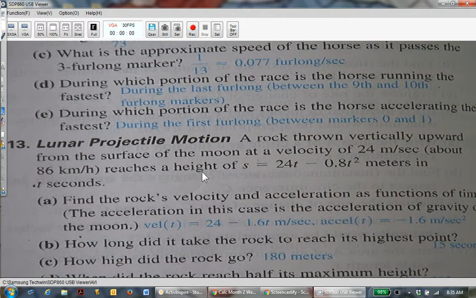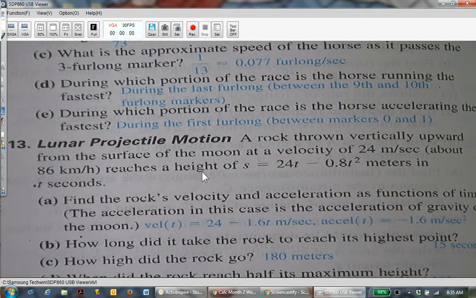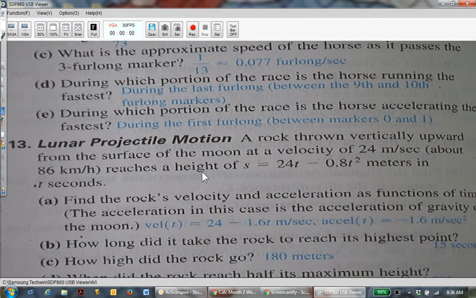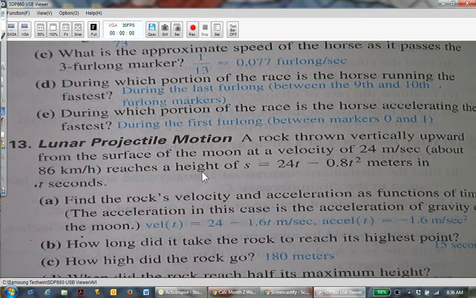So the question is... I have a laser, I should really use my laser. So just find the derivative. It's going to be 24 minus 1.6t. Is that t squared like the last one? Yes, it is t squared. The derivative is going to be 24 minus 1.6t.